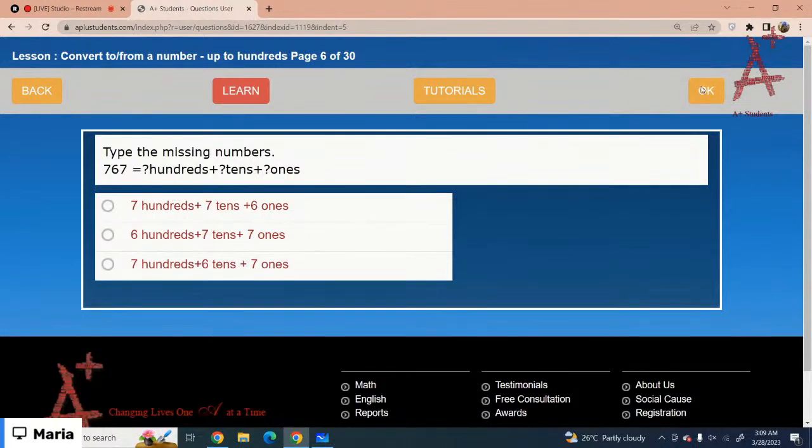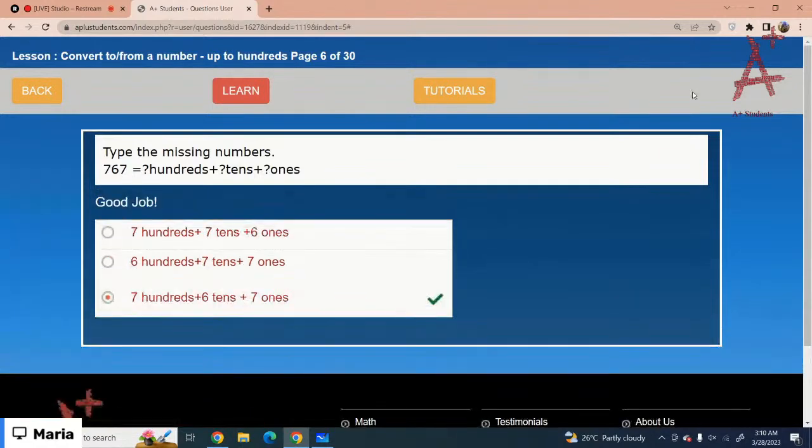Type the missing number 767. Which is the correct option? How many hundreds, tens, and ones does the number have? It would be 700, 6 tens, and 7 ones. Got it? Option number 4 is the correct option. 700, 6 tens, and 7 ones. Got it?